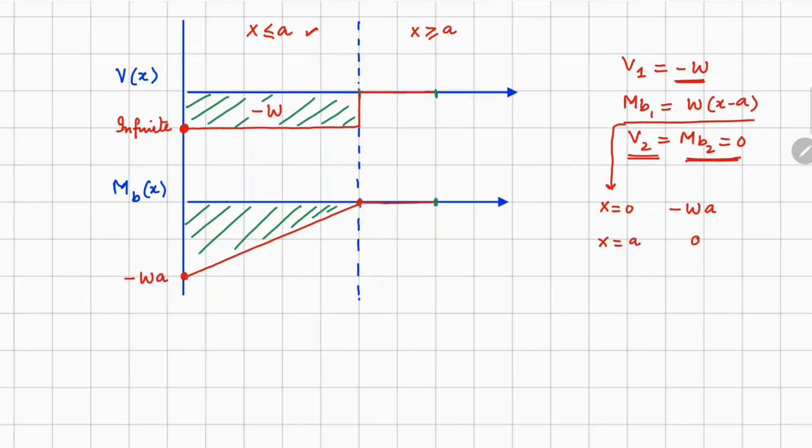Now for completeness, we can draw the convention that we are following. So this is for bending moment, this one is for the shear force. So let's mark the plus sign. This is how your shear force is drawn, and this is how your bending moment is drawn.